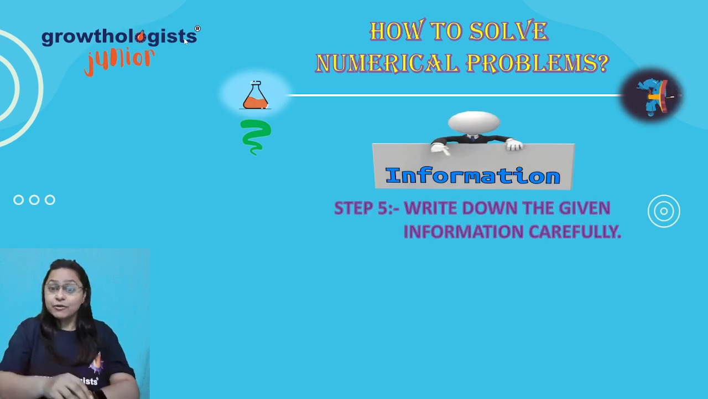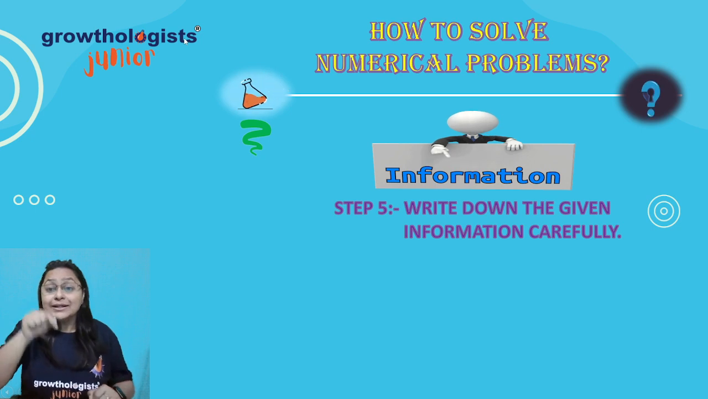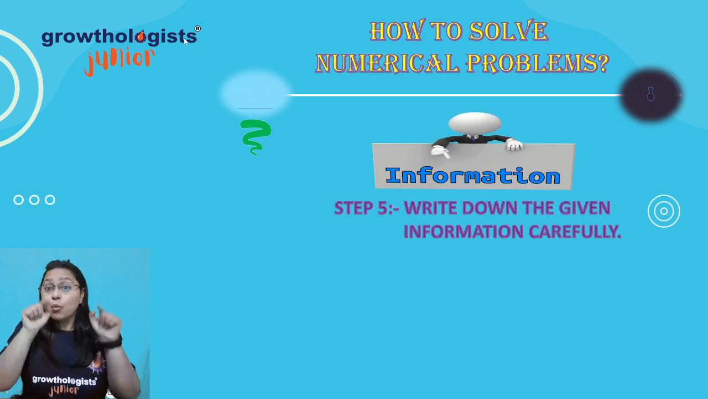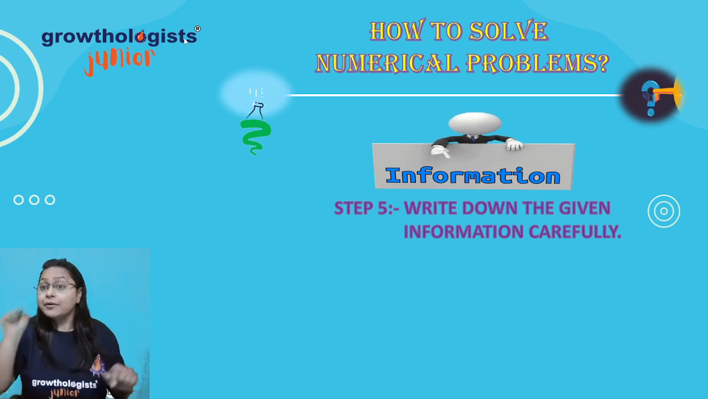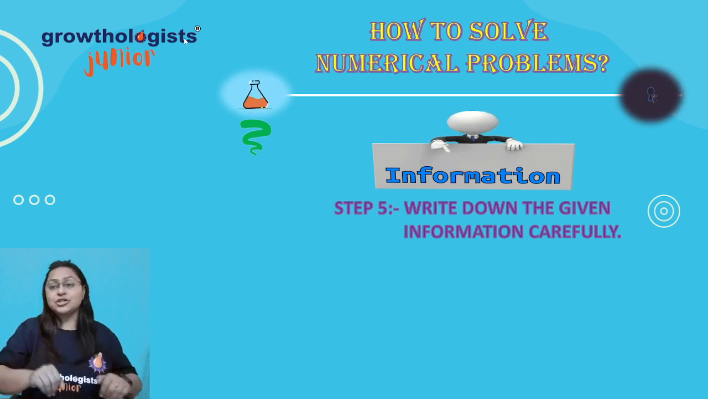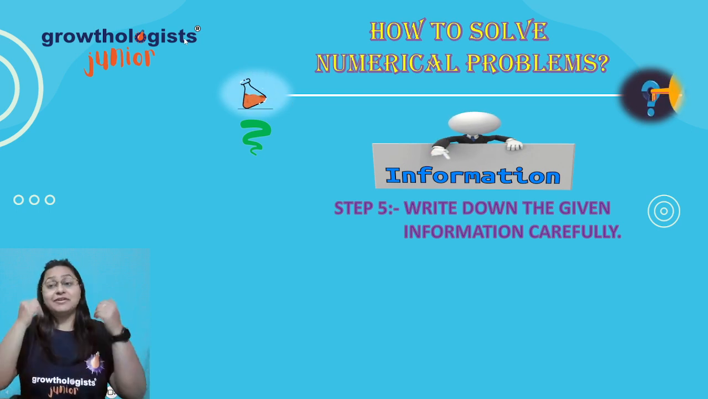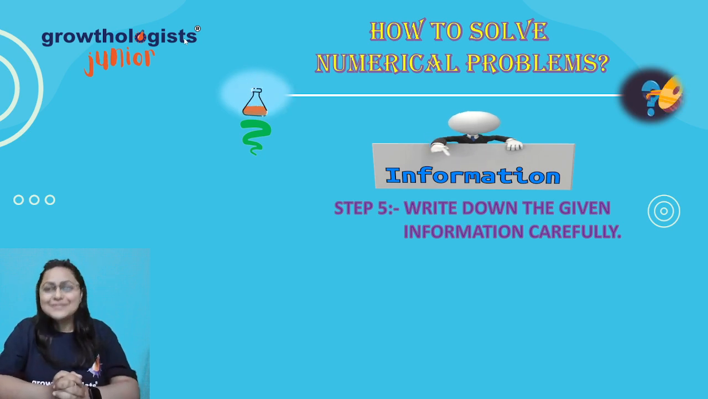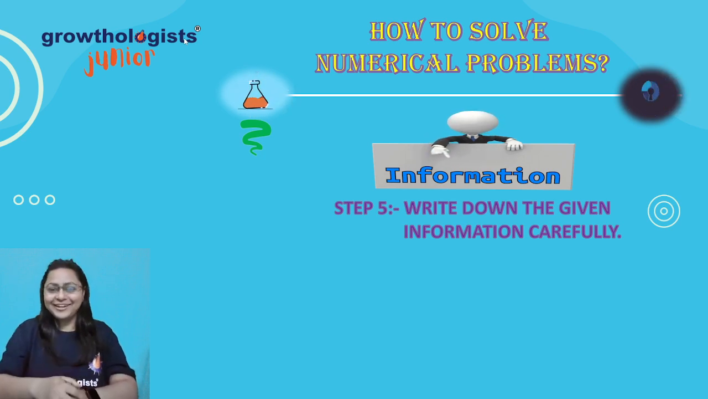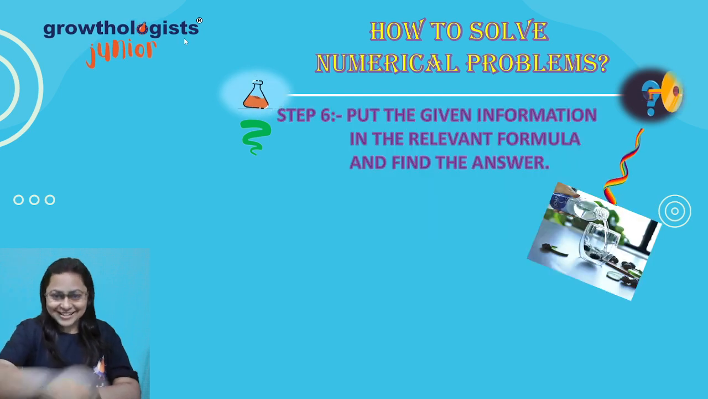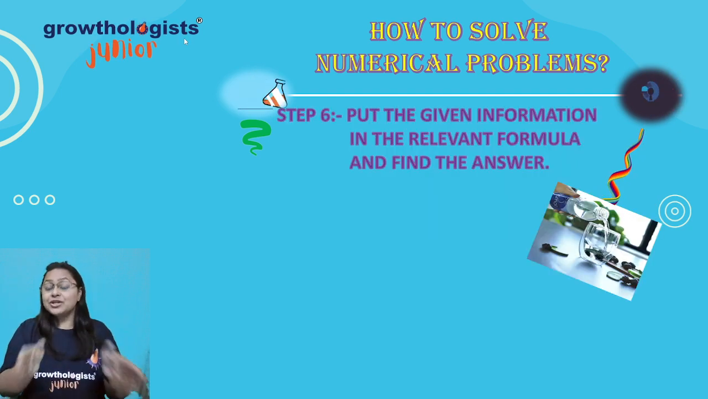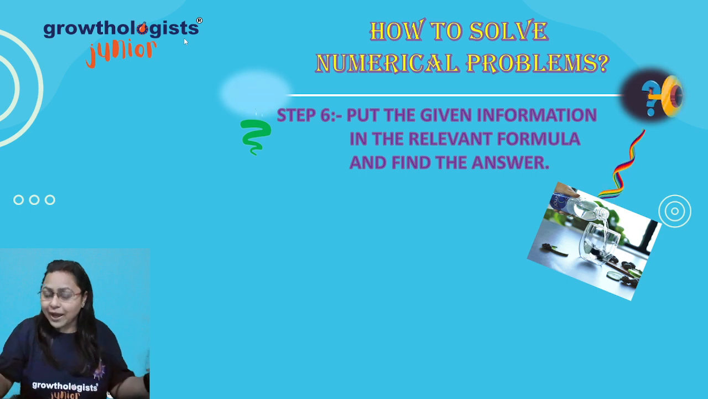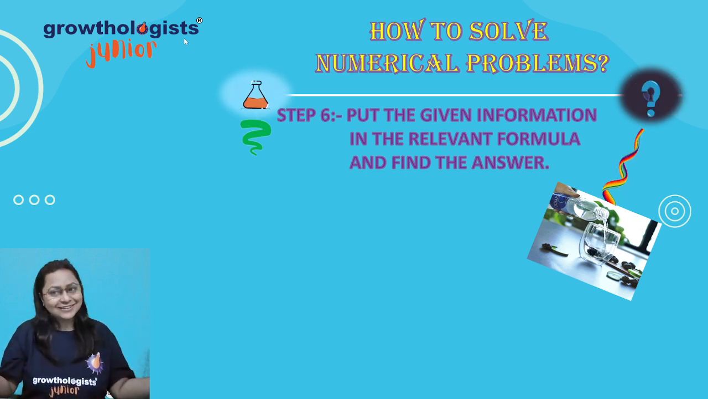Next is step 5. Write down the given information carefully. What is given in the question? Write down that information. Speed is given, distance is given, time is given. What information is given to you? That makes your question very easy. Step 6. Put the given information in the relevant formula and find the answer.